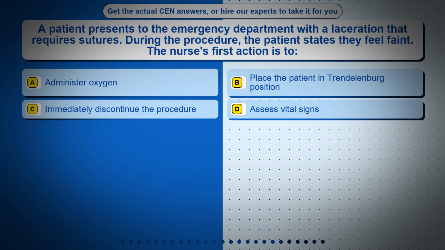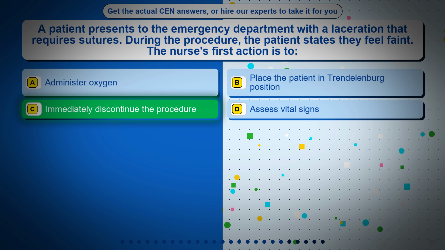Question 20. A patient presents to the emergency department with a laceration that requires sutures. During the procedure, the patient states they feel faint. The nurse's first action is to: Option A, administer oxygen. Option B, place the patient in Trendelenburg position. Option C, immediately discontinue the procedure. Option D, assess vital signs. The correct answer is option C, immediately discontinue the procedure.